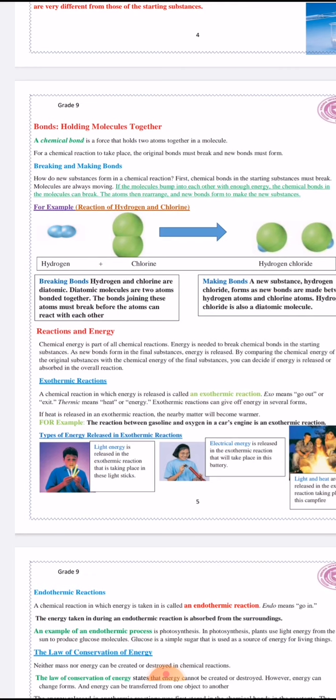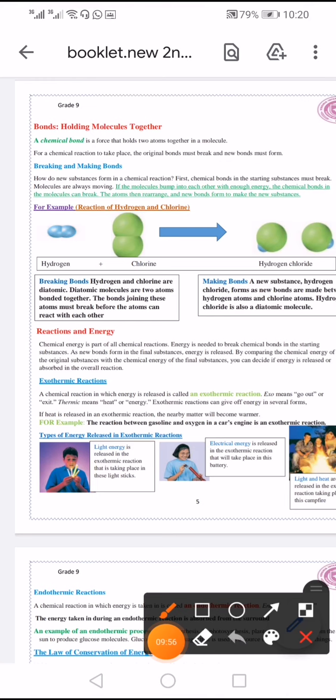An exothermic reaction is when the reaction releases or gives off heat. An endothermic reaction is when the reaction absorbs heat. A chemical reaction in which energy is released is called an exothermic reaction. Exo means go out or exit, thermic means heat or energy. Exothermic reactions give off energy in several forms. If heat is released in an exothermic reaction, the nearby matter will become warmer.